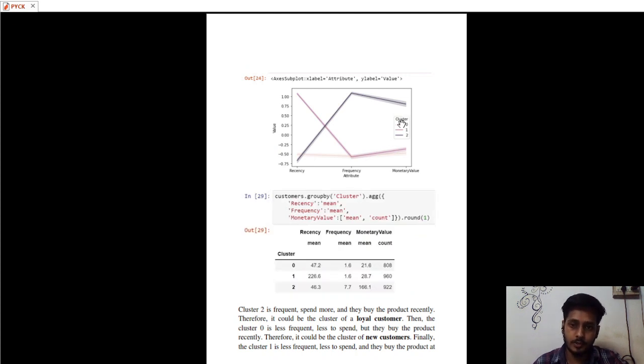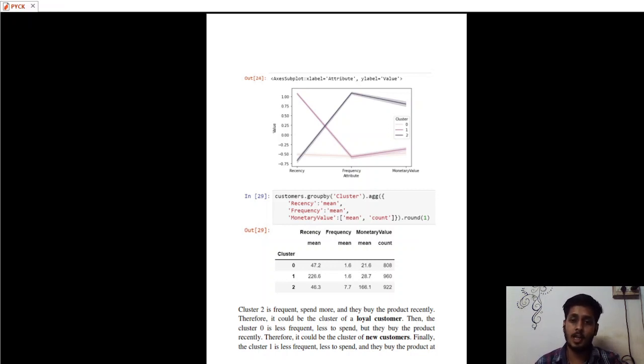For the first cluster we can classify that their recency is high. That means they are not buying recently, and their frequency of buying products is also low, and because of that, the monetary value is also low. That means they are somewhat saturated or old customers who are not buying frequently. With the zero cluster, they are recent customers, and their frequency is low and their monetary value is low. That means they are the new customers who can buy.